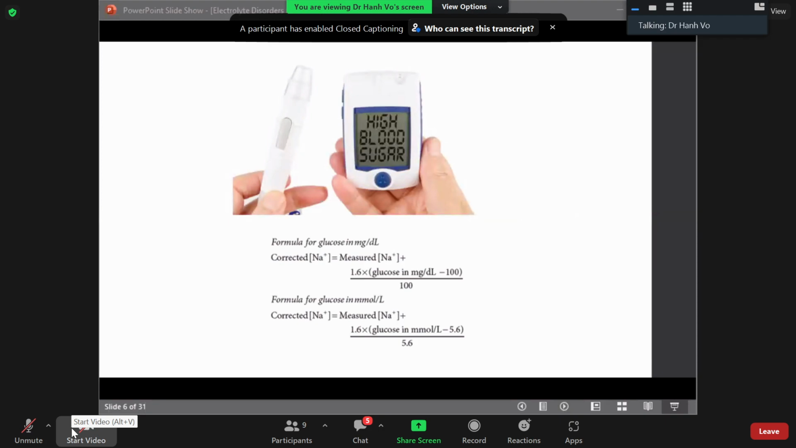But remember that in case of hyperglycemia, make sure you correct the sodium level by the formula.